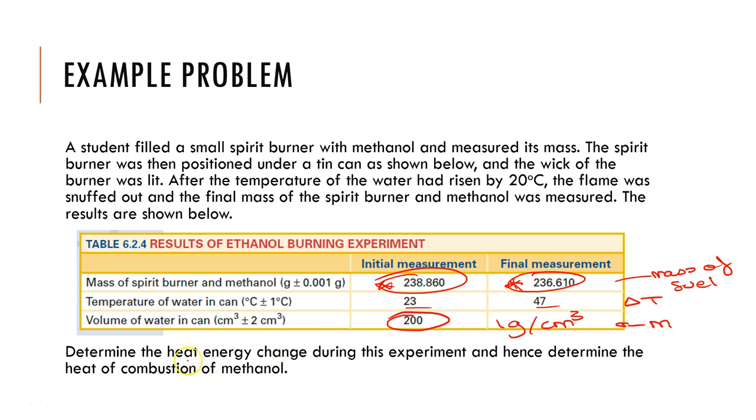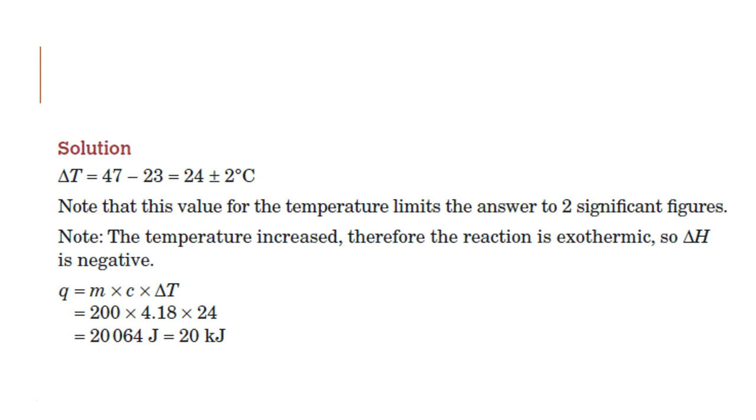Okay, so once you determine the heat energy change, so we're going to determine Q using Q equals mc delta T, okay, then you can determine the heat of combustion of methanol. So the amount of energy that was given off per mole for methanol, okay? So we're going to take the amount of energy that we found and divide by the number of moles. The solution is laid out for you on the next slide, so have a go at it and then make sure that you come back and check your solution.